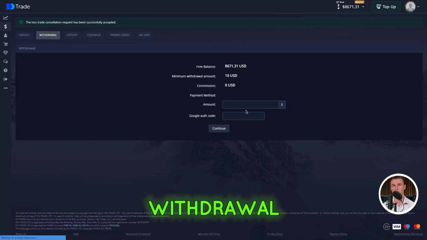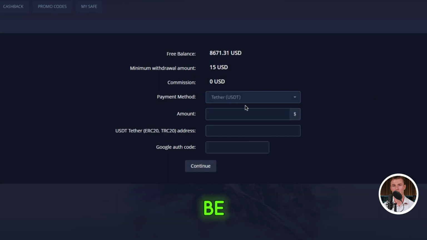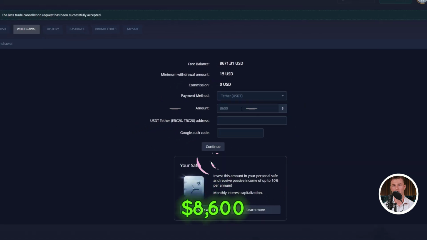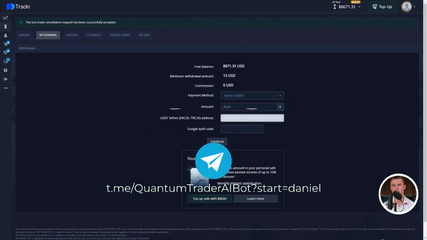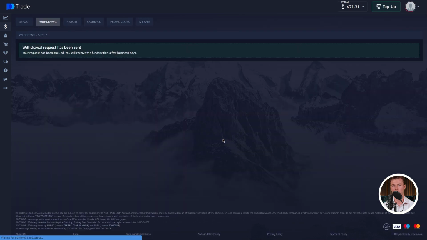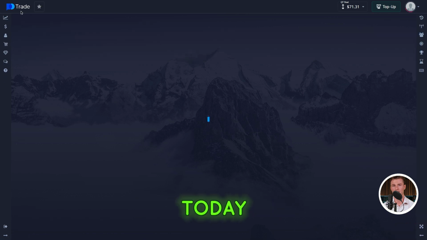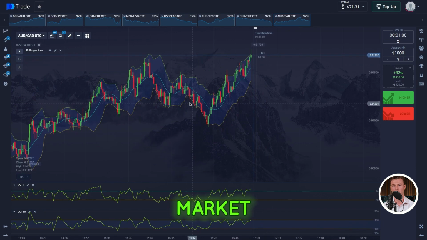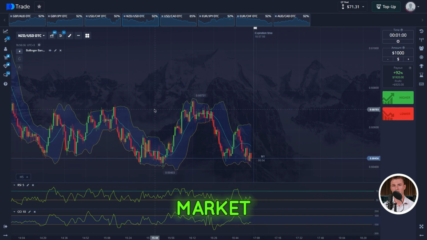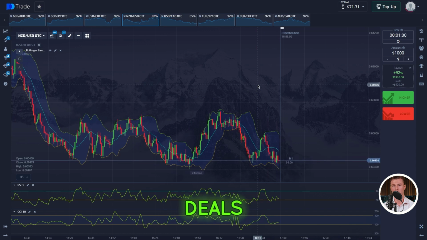Let's make a withdrawal, fix our trade, choose a wallet. The amount will be $8,600. The operation is being successfully performed. This is the kind of trading we've done today on the OTC market, which is a rather difficult and volatile market. In general, the strategy, as I told you, handles opening deals, trend-wise and against trend.